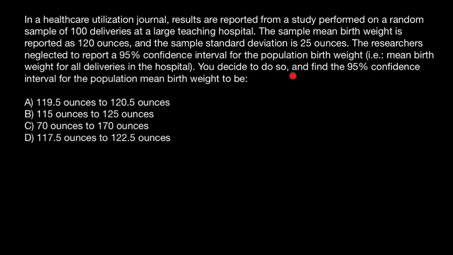You decide to do so and find the 95% confidence interval for the population mean birth weight to be, and you have to choose one of these answers. But before you would be able to choose the correct answer, you have to do certain calculations. And the first step would be to find the standard error of the mean, which equals, in the numerator, the standard deviation divided by the square root of n, and n here stands for the sample size.